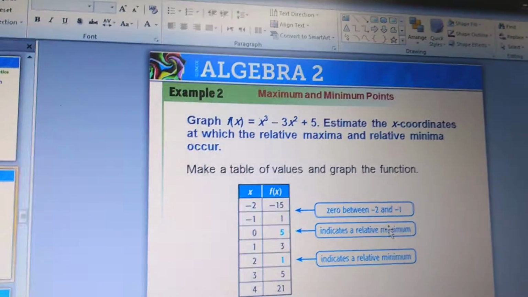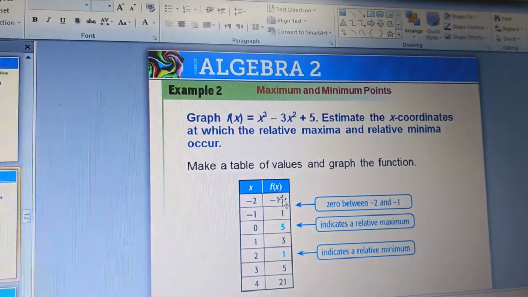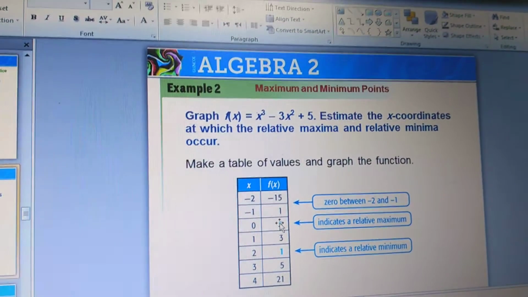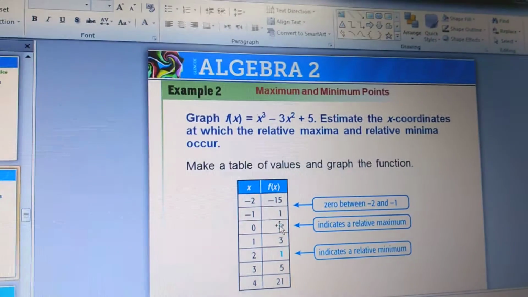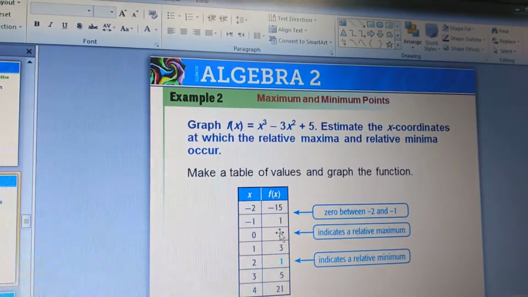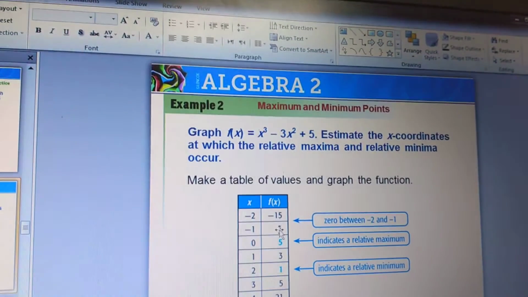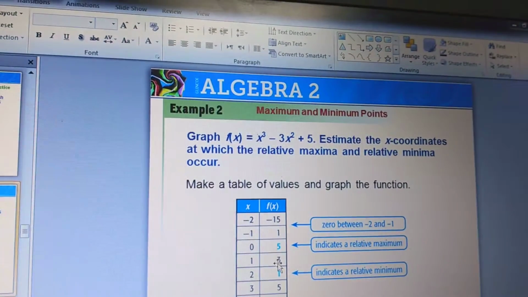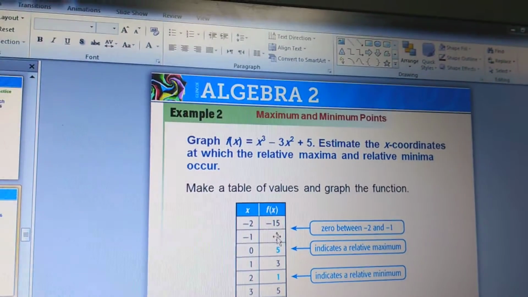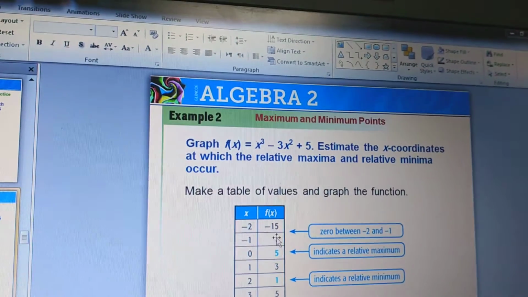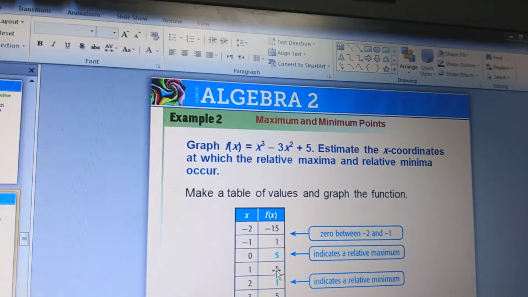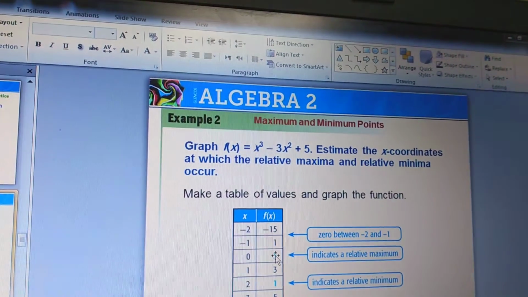Again, why do you have a relative maximum? Because the graph from -15 to 1 to 5 is increasing, going up. When it becomes 5, it turns and goes down. The two values 1 and 3, 5 is between them, 5 is more than 1 and more than 3. This means 5 is the maximum.